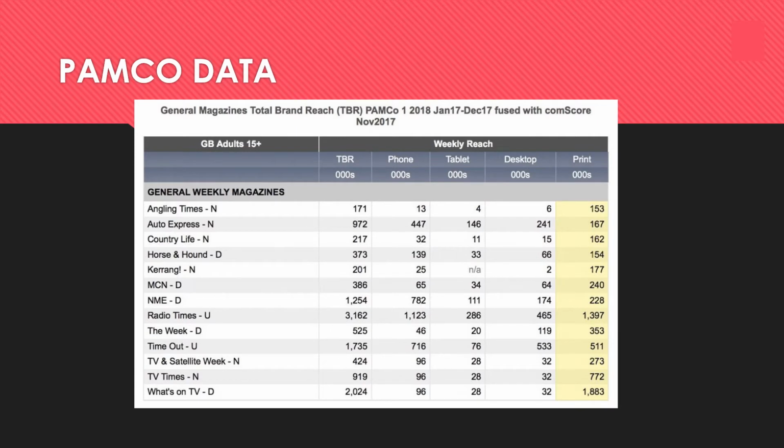If you look at some examples of the data, here's an example of some PAMCO data, and this is looking at magazines. So magazines that are released weekly, it's looking at how they are actually accessed. So are the digital ones downloaded or are they purchased via print? And it shows you the statistics in thousands. So we're looking at Angling Times, for example, printed copies, 153,000 copies are sold each week in the UK.